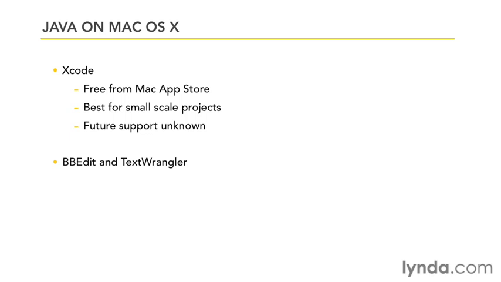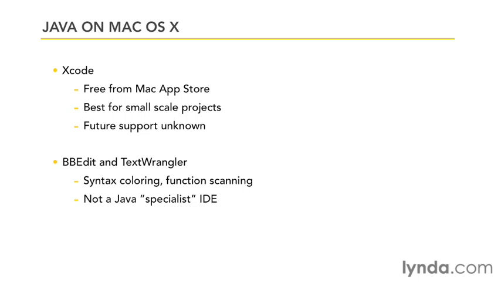Other options that are unique to Mac OS X are two products that are related called BBEdit and TextWrangler. These products are both from the same company, and they support syntax coloring, function scanning, and other tasks that are common to programmers' editors. Neither of these tools is a specialist IDE for Java. That is, they weren't designed specifically for use with Java. But again, if you're already comfortable with these tools and you like products that really take seriously a Mac-style interface, these are worth looking at.